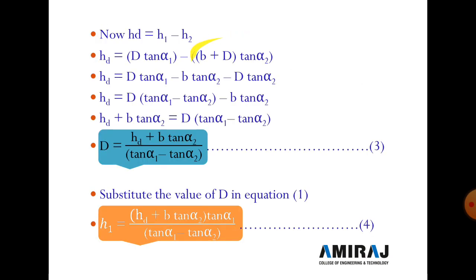So here b plus d tan alpha 2 put at here. Now hd is equal to d tan alpha 1 minus b tan alpha 2 minus d tan alpha 2. Now d value we take a common, so right here d tan alpha 1 minus tan alpha 2 minus b tan alpha 2. Clear? So hd plus b tan alpha 2, right here b at here nearer to hd plus b tan alpha 2. So d tan alpha 1 minus tan alpha 2.